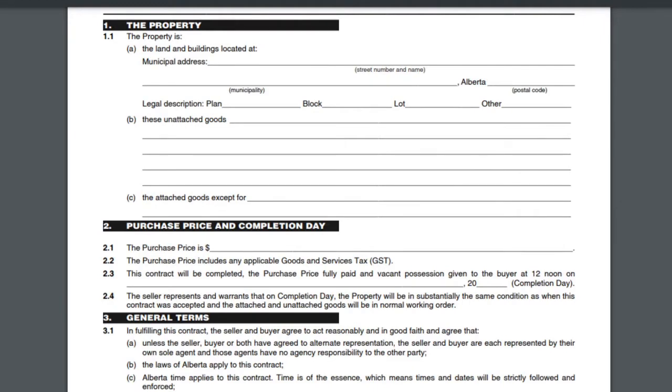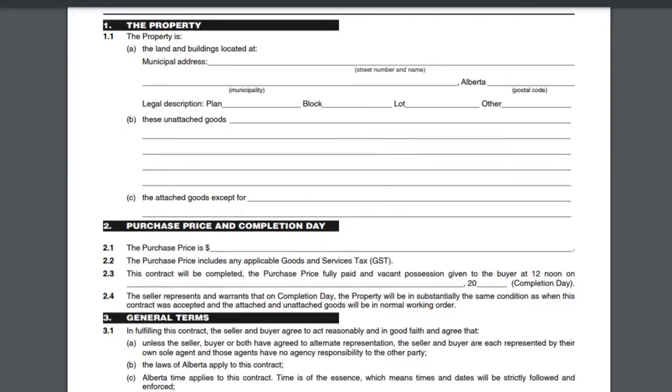And these unattached goods. All right. So whether you're selling or buying, you're going to be looking at all these things all at the same time. So unattached goods are those chattels, the things that the seller is willing to let go. They're okay letting go of the fridge, stove, washer, dryer lots of times. And it could be a list of many different things in here.